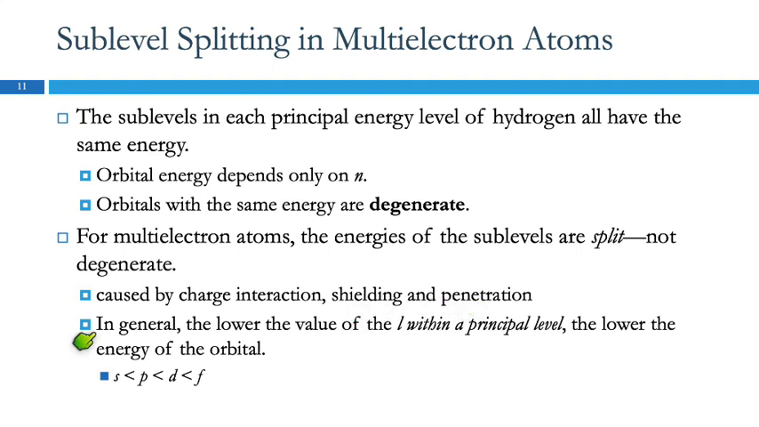In general, we can say that the lower the value of L in a principal level, the lower the energy of the orbital. So S is L equals 0, then L equals 1, L equals 2, L equals 3. In a given level, the S sublevel is going to be lower in energy than the P.